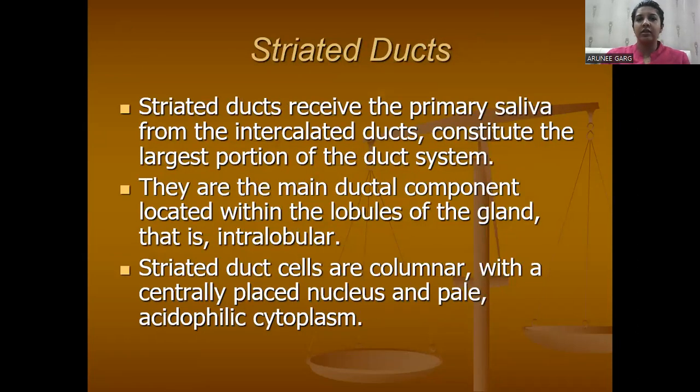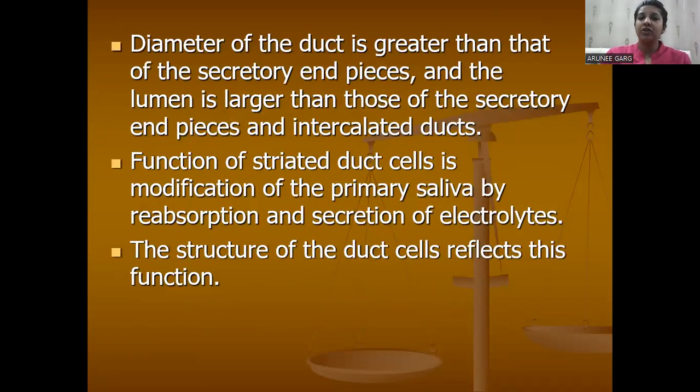Coming to the striated ducts, the intercalated ducts are followed by the striated ducts. They receive the primary saliva from the intercalated ducts and constitute the largest portion of the ductal system. They are the main ductal component located within the lobules of the gland, that is, they are intralobular. The striated duct cells are columnar in shape, in contrast to the intercalated duct cells, which are cuboidal, with a centrally placed nucleus and a pale acidophilic cytoplasm. The diameter of the duct is greater than that of the secretory end pieces, and the lumen is larger than those of the secretory end pieces and the intercalated ducts.